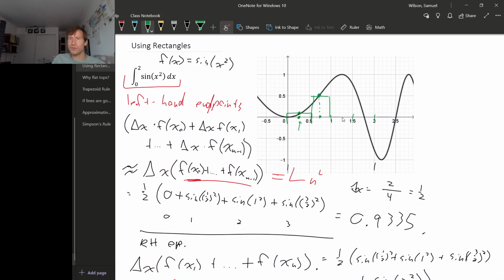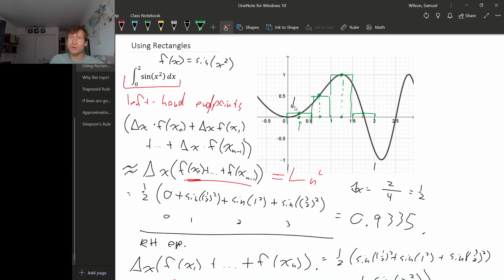For the third interval, our midpoint is here at 1.25, I guess. The function is up there, and so our rectangle looks like this. And then for the last interval, our midpoint is here, the function is there, and the rectangle looks like this. Now, even without doing any calculation, you can tell that this is going to be a lot more accurate.